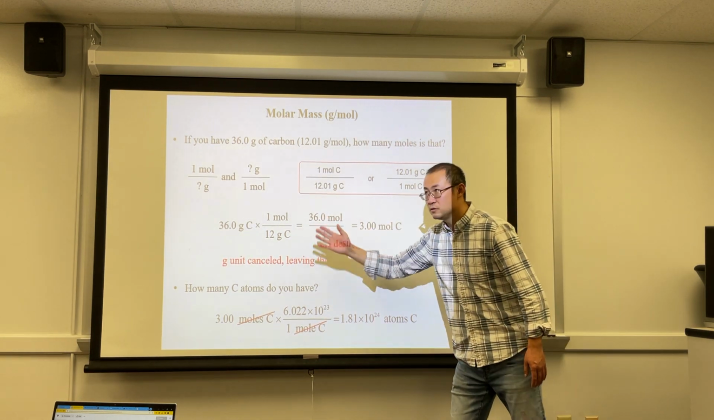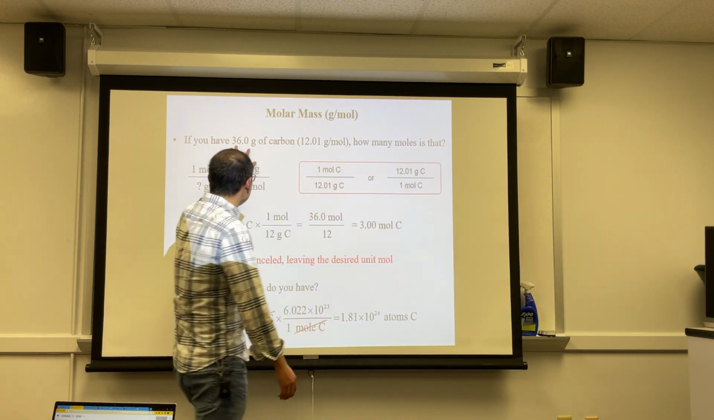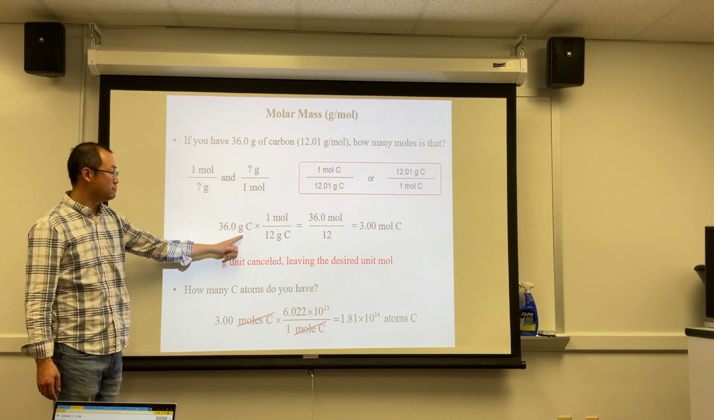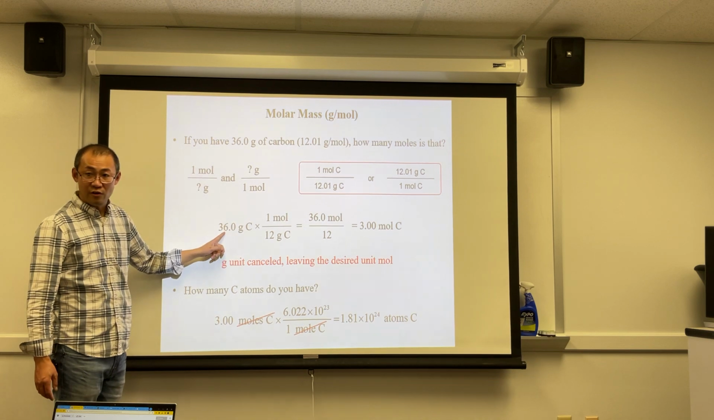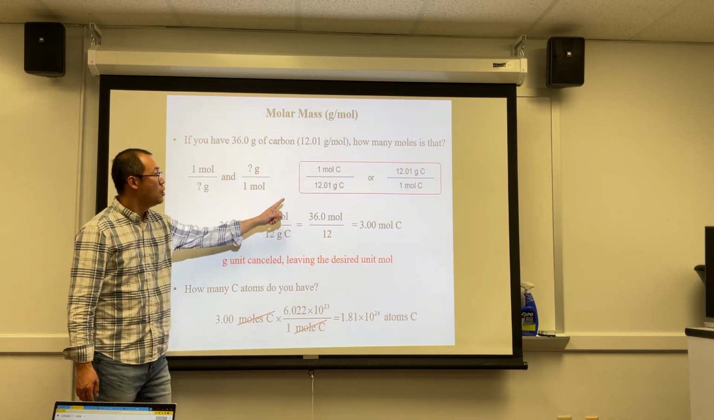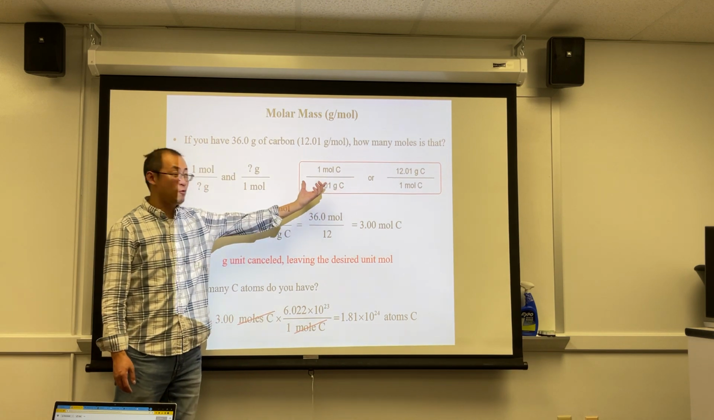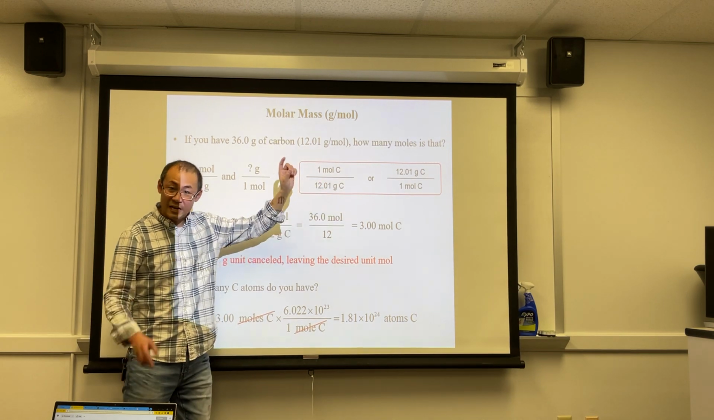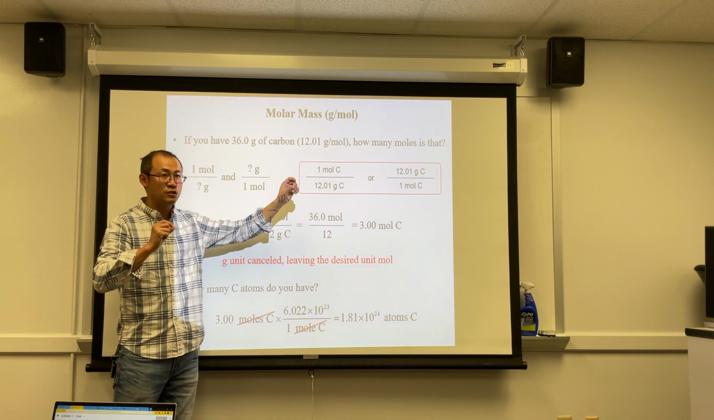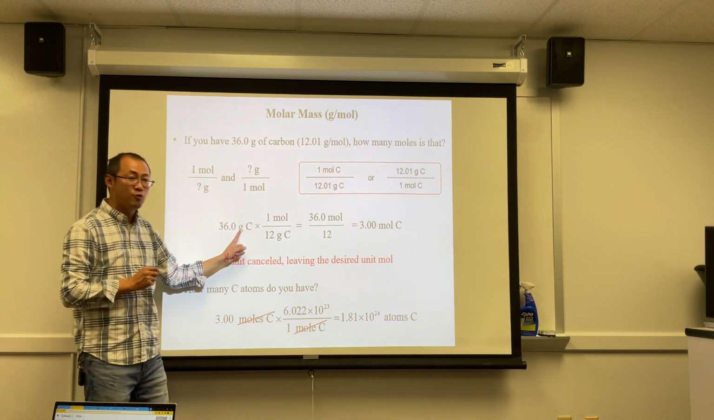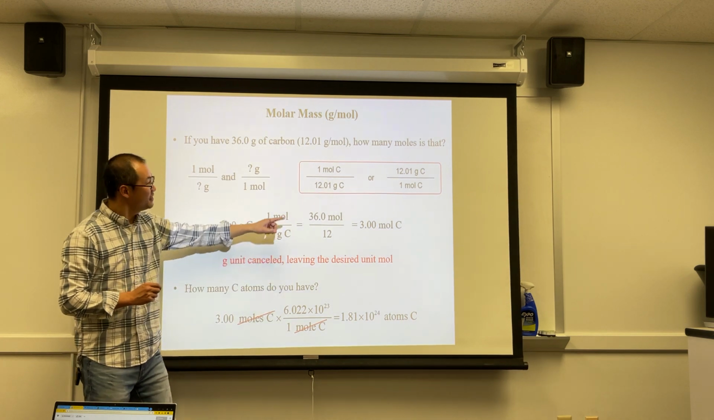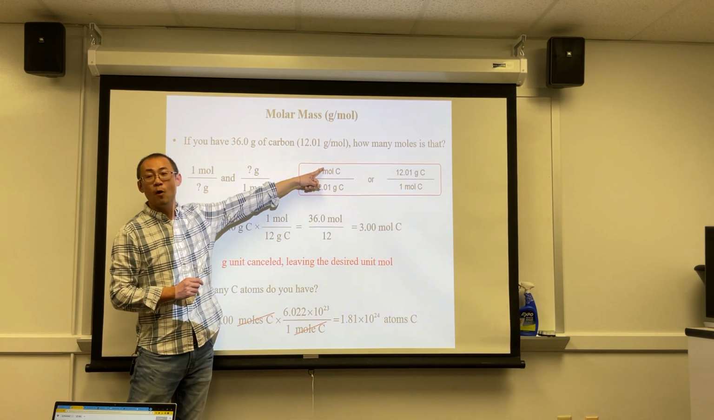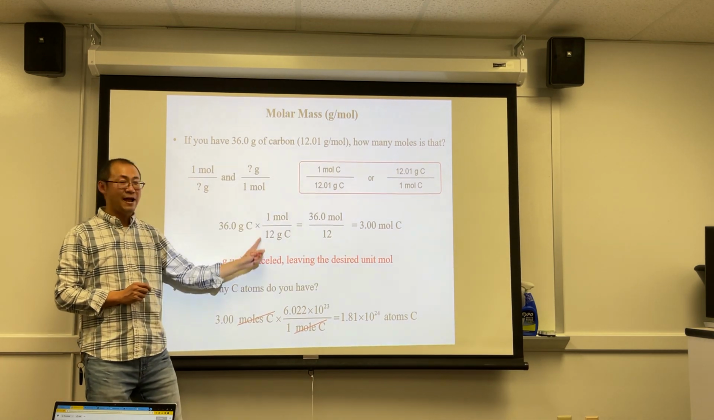Then this is how we do it. I use the given unit, grams, because this is what I'm given, right? 36.0 grams carbon. I always put the given first. Multiply one of these two. That's why I created these two. The one I choose will have the given unit at the bottom. You see, the given unit is grams. So which one has grams at the bottom? 12 grams, 1 mole. So I multiply this one.